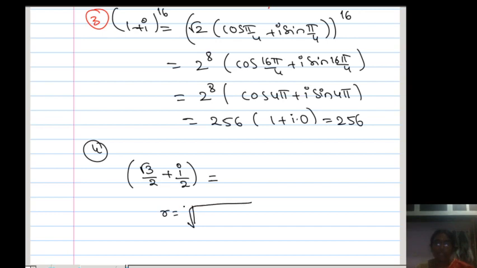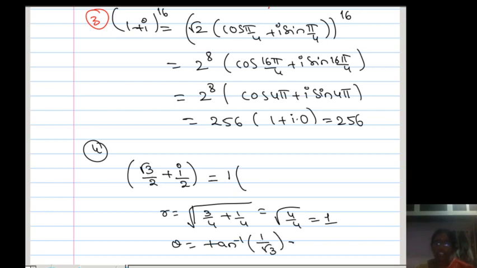r is equal to under root of x square plus y square. So I can write 3 by 4 plus 1 by 4. So 3 plus 1 is 4, and 4 by 4 is 1. So r is equal to 1 only. Now, what is theta? Theta is tan inverse of y by x. Y is 1 by 2 over root 3 by 2. The 2 cancels, and you get 1 by root 3. What is theta here? Tan inverse of 1 by root 3, so it is pi by 6, 30 degrees.